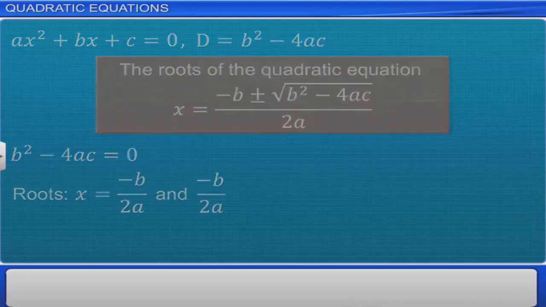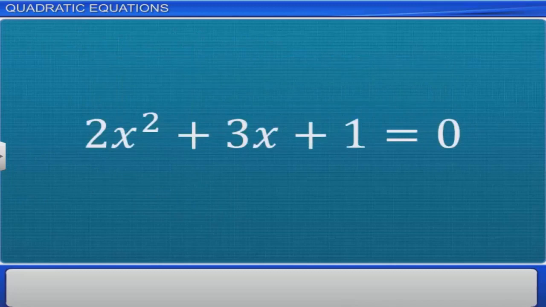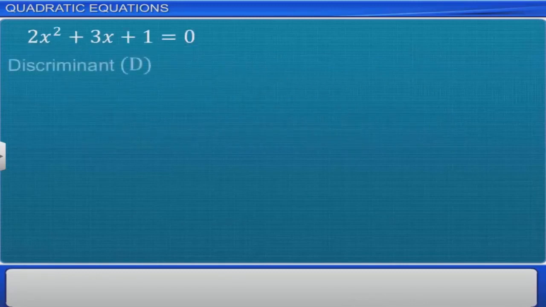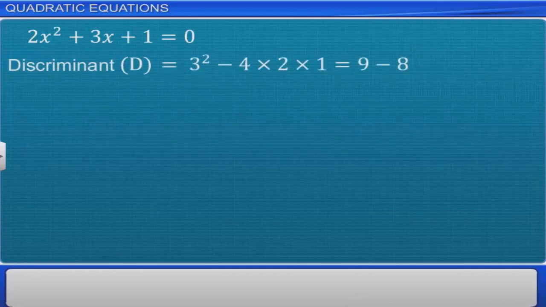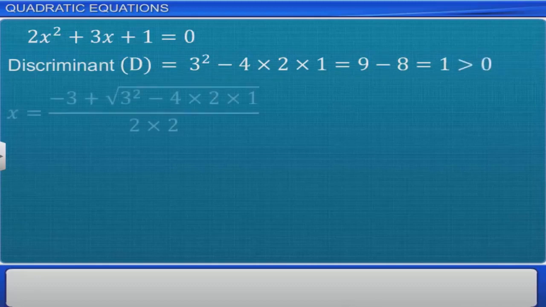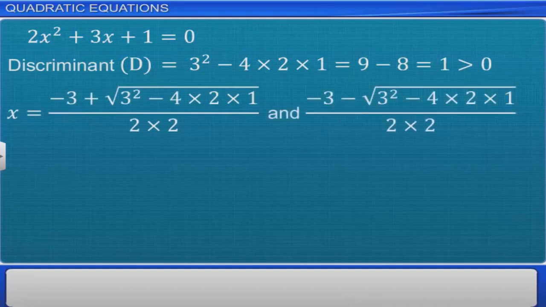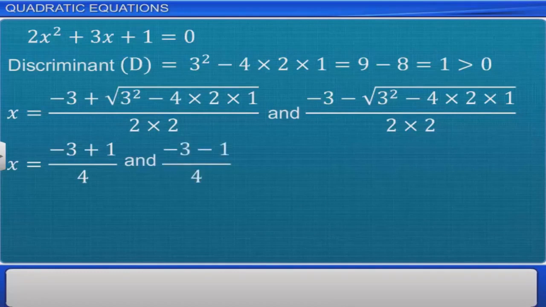Let's solve the equation 2x squared plus 3x plus 1 equal to 0. The discriminant of this quadratic equation is 1, which is greater than 0. Therefore, the roots of the equation are minus 1 divided by 2 and minus 1.